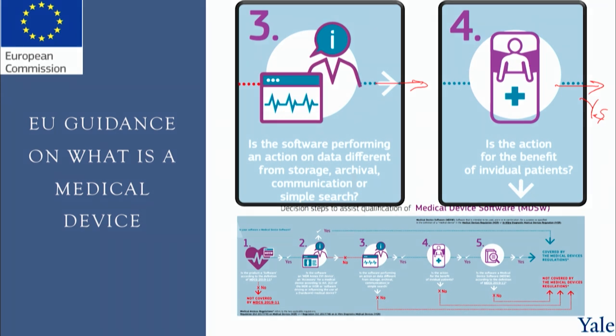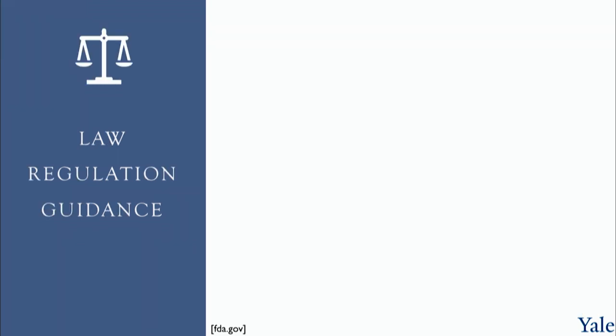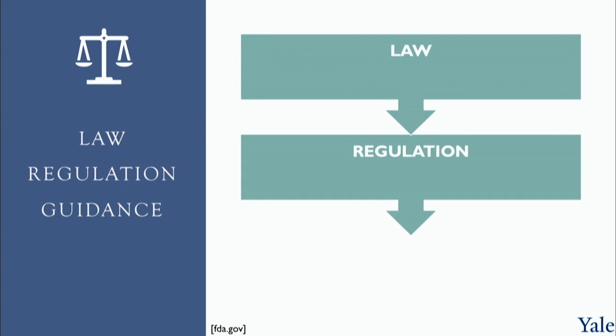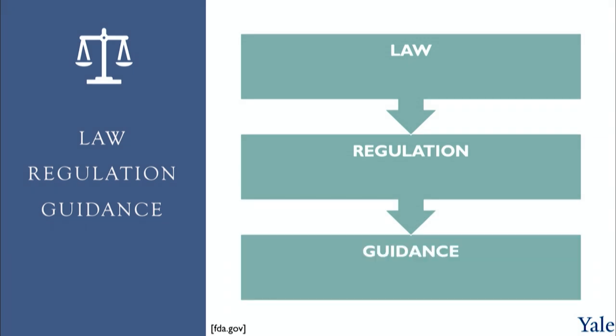So we've used these words, regulations and things like that. Let's get a little bit more formal, and let's talk about 3 words here: law, regulation, and guidance. These are key words as we talk about the legal apparatus behind this field. So we have law. Law leads to regulation. Regulation leads to guidance. So what are these things?